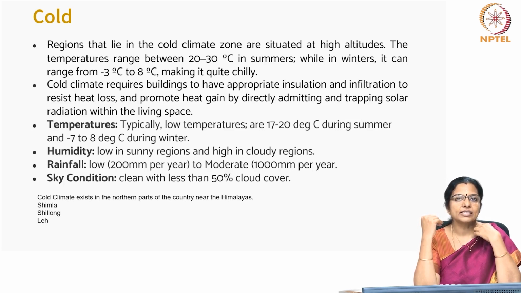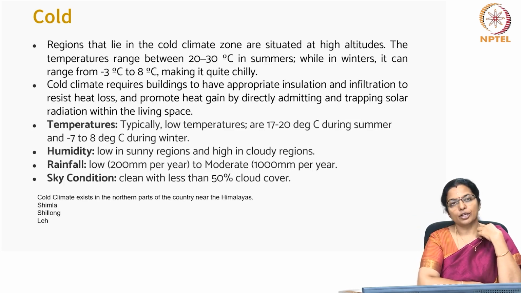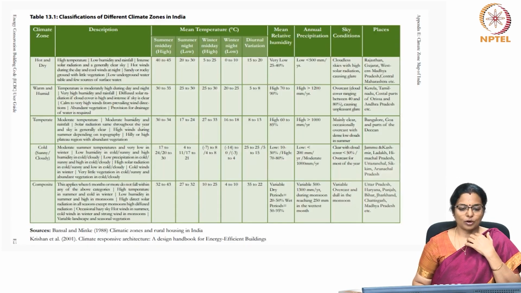Humidity is low in sunny regions and high in cloudy regions. Rainfall is low. It is about 200 millimeters per year, and sometimes it can be moderate of 1000 millimeters per year. Sky condition is clean with less than 50% cloud cover. So, cold climates exist in the northern parts of the country near the Himalayas like Shimla, Shillong, Leh, Jammu Kashmir and so on.